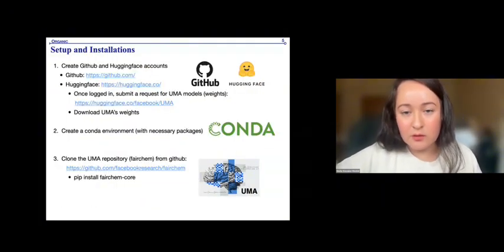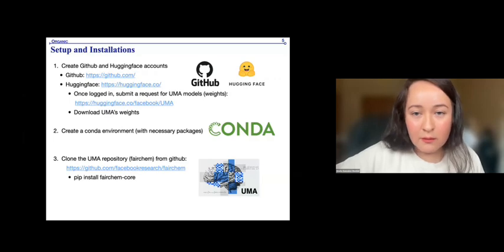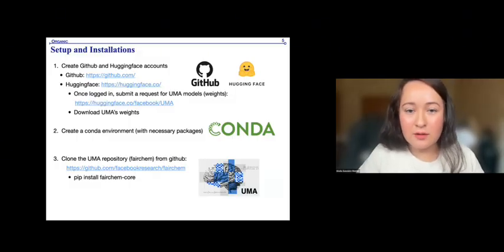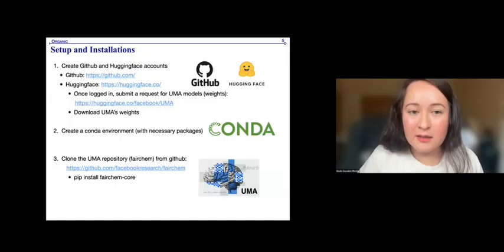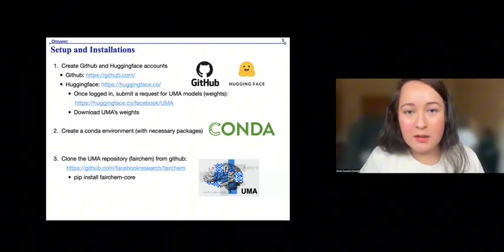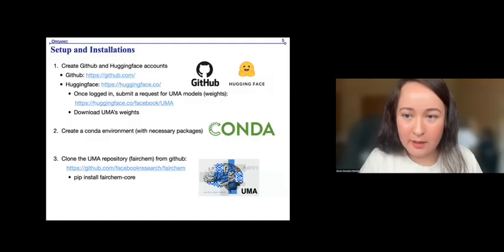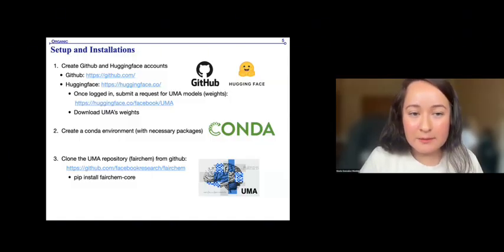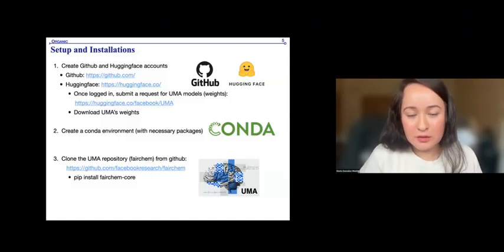And now moving on to the tutorial session. Before you can actually run UMA, there are a few things that you need to set up and install. If you're new to coding and UMA and MLIPs, you probably have to start by getting accounts from GitHub and Hugging Face. Once you have an account with Hugging Face, you log in and submit a request to download the UMA model weights. You can go to the Hugging Face facebook UMA website and submit your request to download those weights.